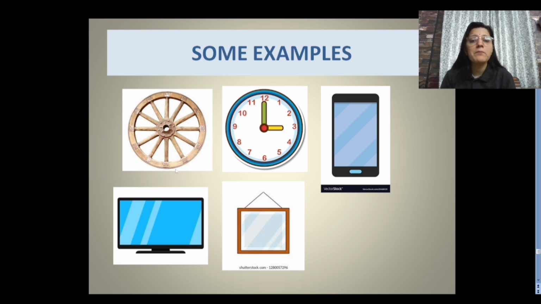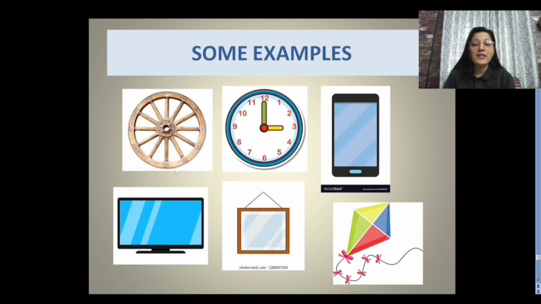Okay, square mirror. Okay, it's an example of a square shape. Let's see our last shape. It's a kite and it's an example of a diamond shape.